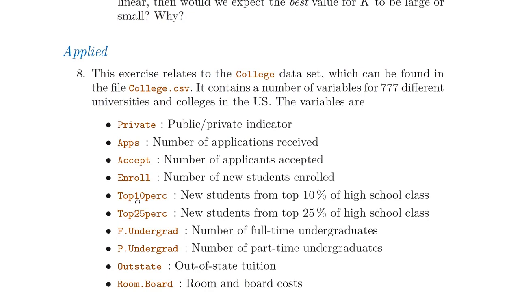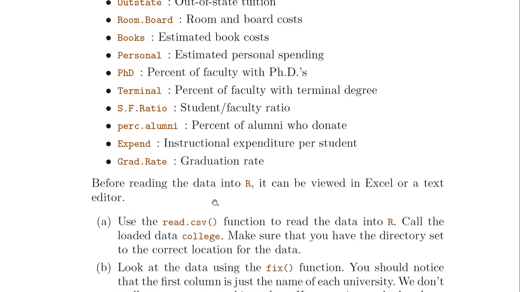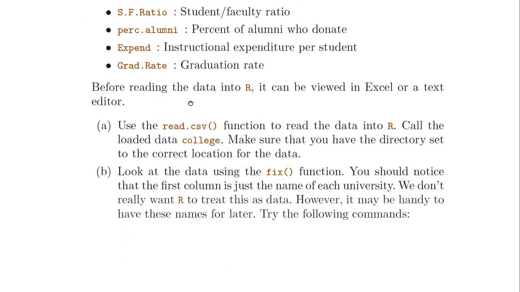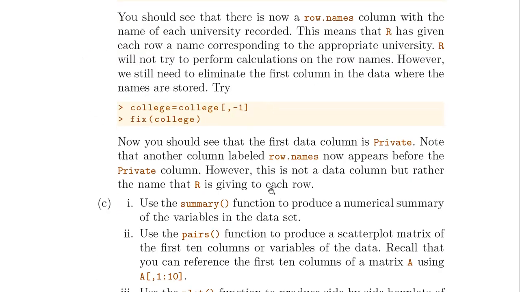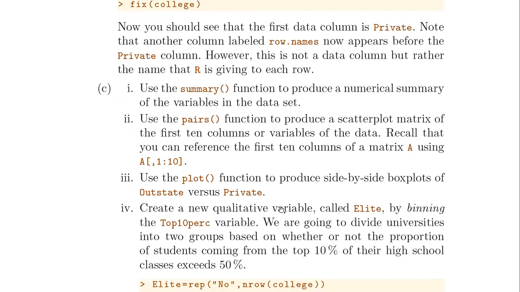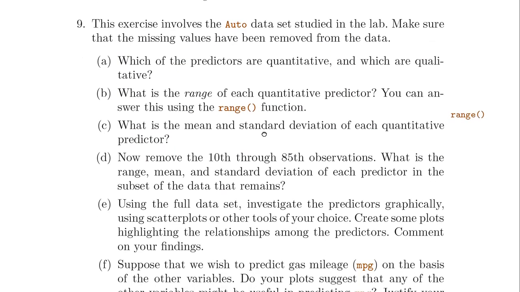So each data subject is a college, right? A college or a university. Fascinating. So, oh wow, are we going to predict the graduation rate? Looks like fun, doesn't it? Do we do any predictions on this data set?